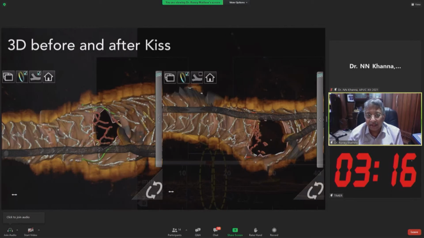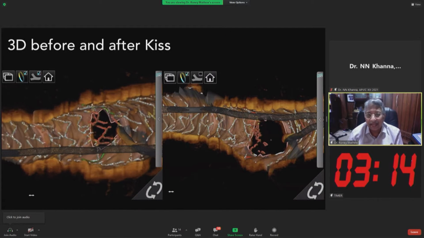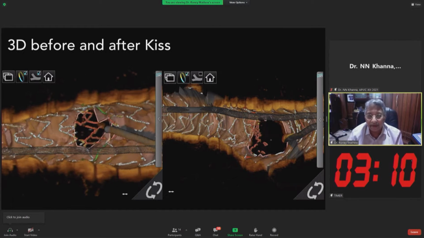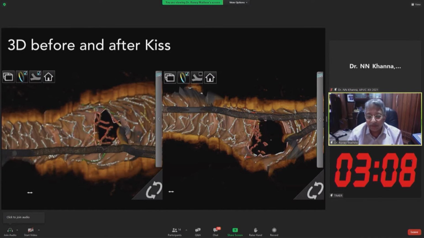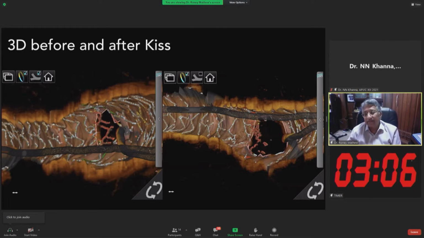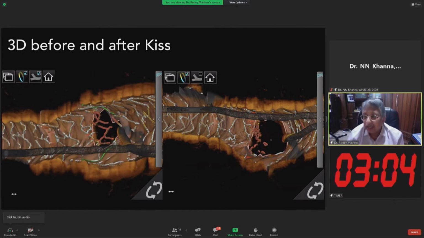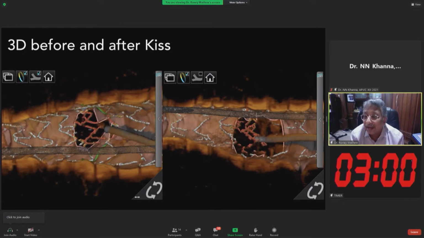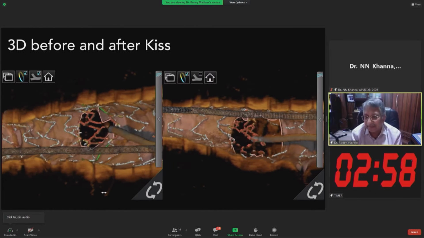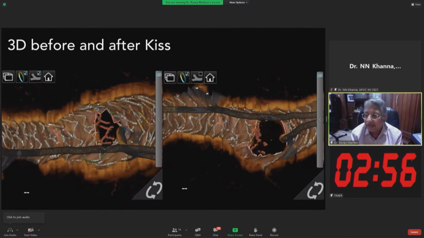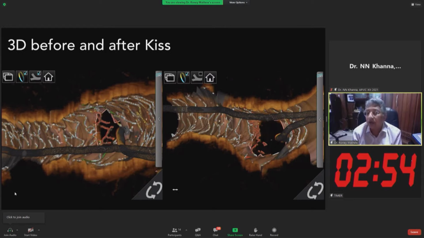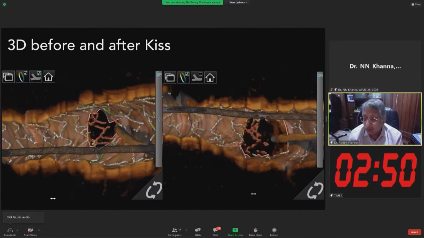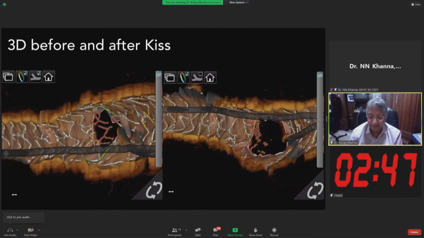And in 3D, that's exactly how it looks. We crossed proximally, as you see on the left panel. And when you do a kiss after crossing proximally, you create a large metallic neocarina which lies in the main vessel. So for a DK crush, I believe you should not go proximally. For a two-stent strategy, you must do a mid-cross.